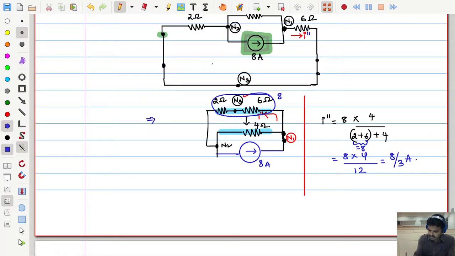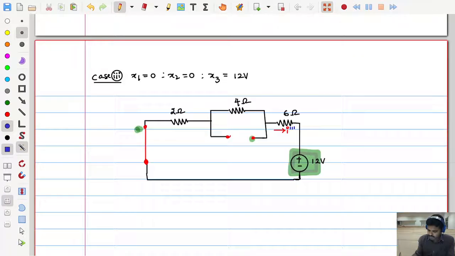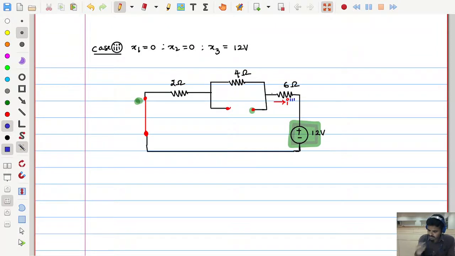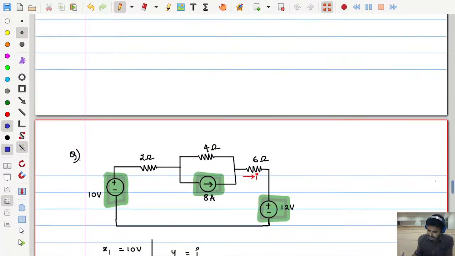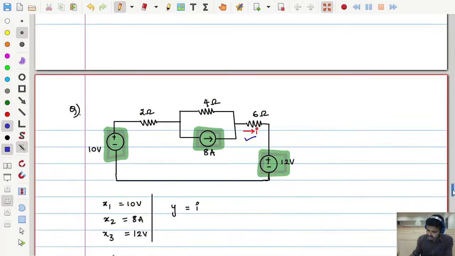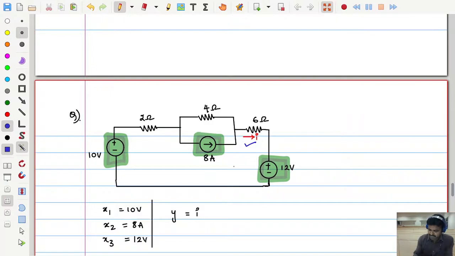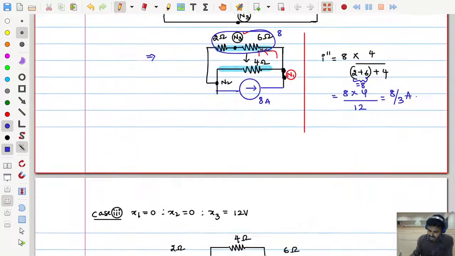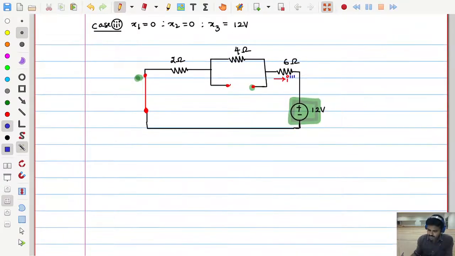The direction is also very important, because we may get negative current sometimes. See here, this is N1, so the current flows from the N1 to N3 side. Here also you need to take the same current reference given in the original diagram every time. That's why I am taking a copy of the original circuit every time, not these modified circuits.